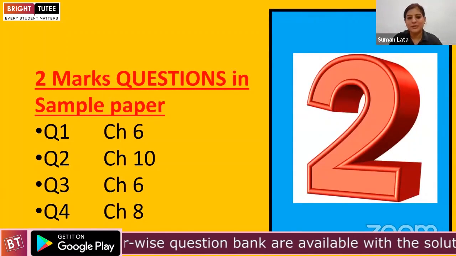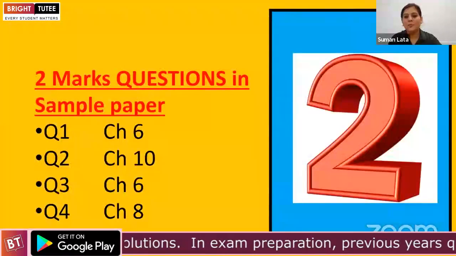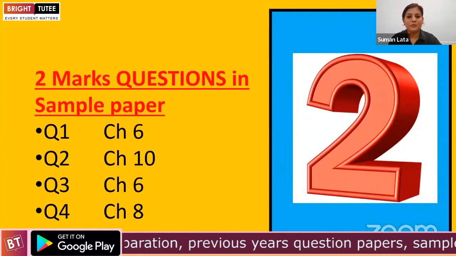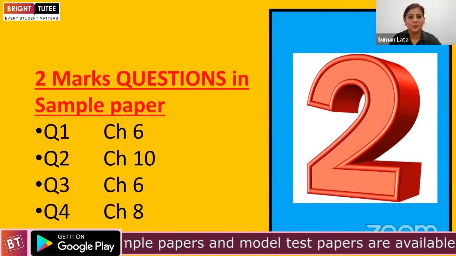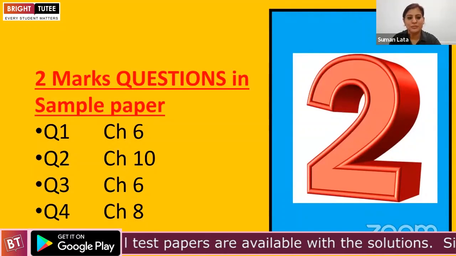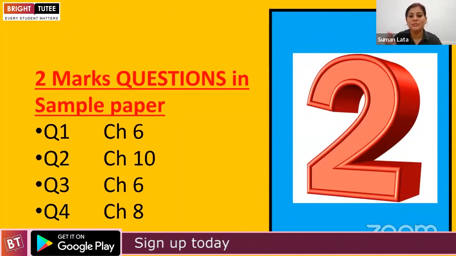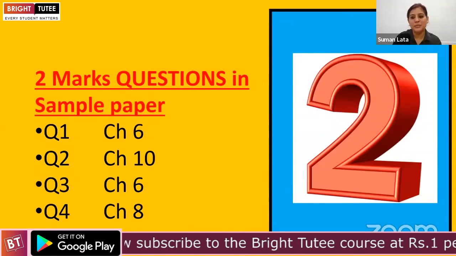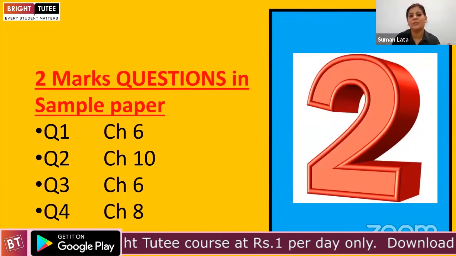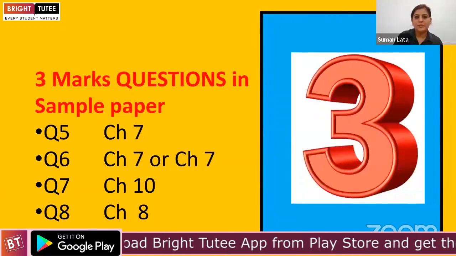According to the sample paper, 2 hours paper, 40 marks, how many 2 marks questions will be there? Total 4 two-marks questions. Question 1 from chapter 6, 2 from chapter 10, 3 from chapter 6, and 4 from chapter 8. As I was telling you, it is not compulsory that the final paper has the same pattern. Yes, obviously, the weightage will be the same, 4 questions of 2 marks, but chapters can be interchanged. The first question can be asked from chapter 8, the second from chapter 6. This can be interchanged.